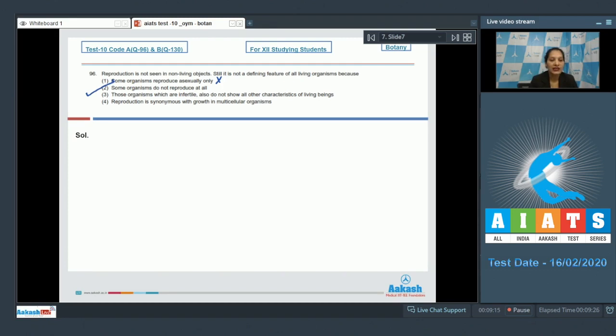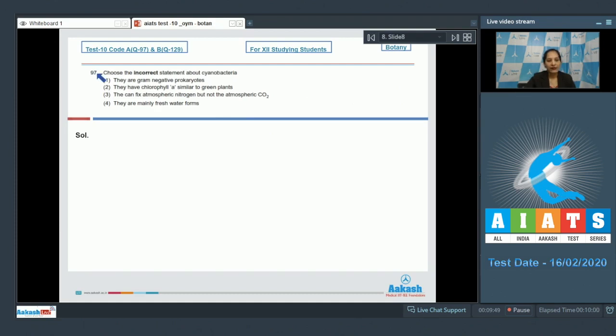Third one, those organisms which are infertile also do not show all other characteristics of living beings. Not true at all. Fourth one, reproduction is synonymous with growth in multicellular organisms. No. Reproduction is synonymous with growth in unicellular organisms, because when they grow, they divide into two cells, and this is also reproduction because the number is increasing. So the correct option for the given question is option number 2.